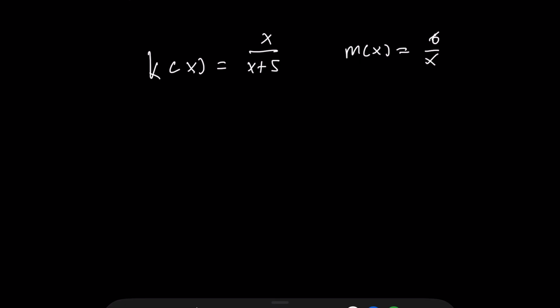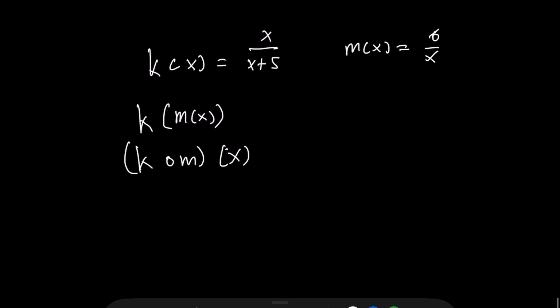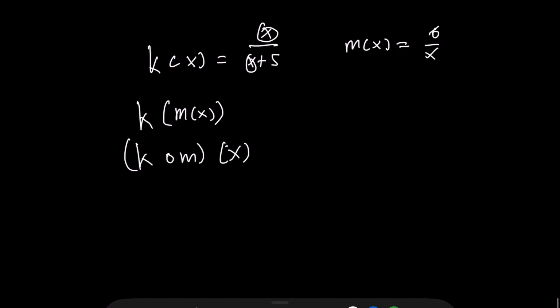So a composite function is when you plug one function into another function, if that makes any sense. You can represent a composite function like this, or sometimes it'll be this little bubble. I'll show you what this means essentially. It means that at every point I see x, I'm just going to plug in m of x.